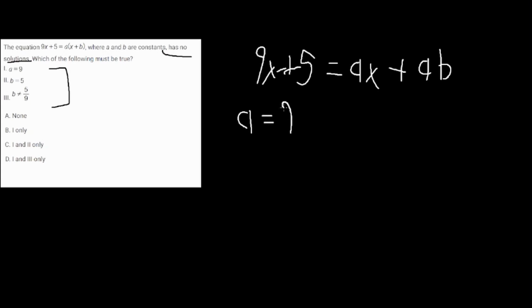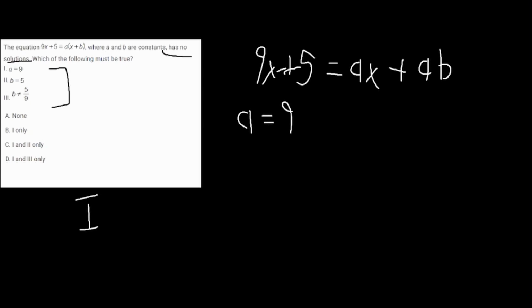Now, to get that, that means that the coefficient of x must be equal on both sides, while any constants that are being added to it will be different. So let's see this in practice. So we got 9x plus b plus 5, equals, and if we multiply it out, ax plus ab. So we know that the coefficient of x must be equivalent, so we can conclude that a equals 9, fulfilling 1.